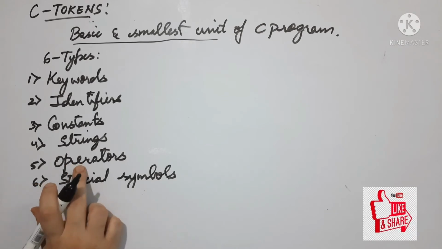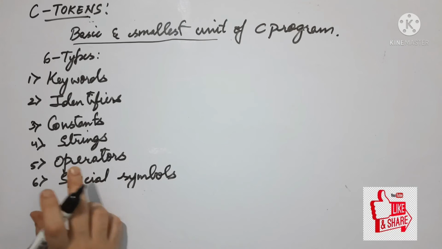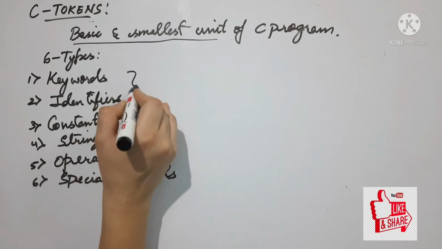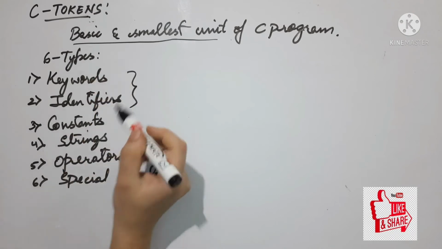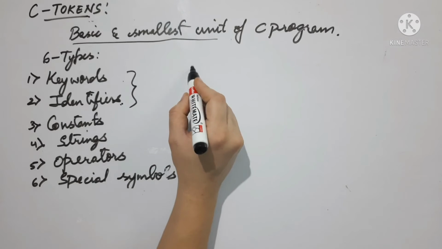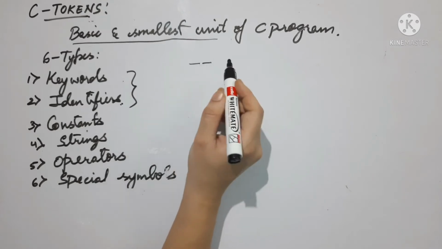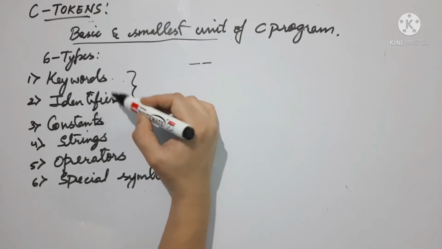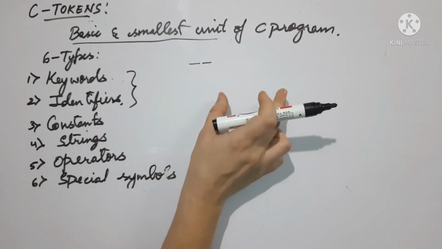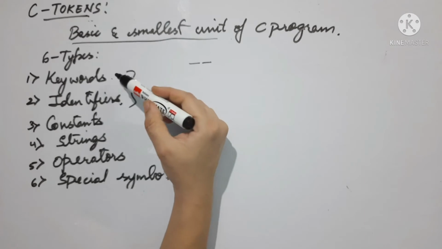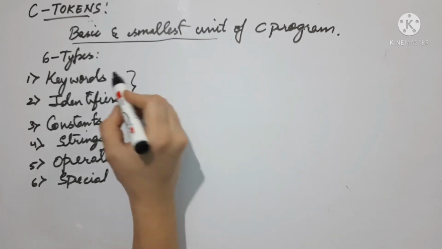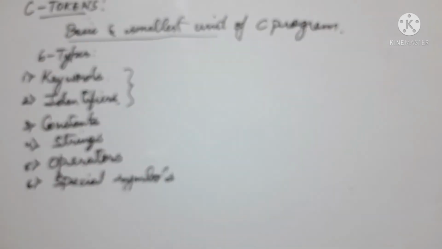Operators we will be discussing in detail in upcoming classes. Strings and constants we will also discuss later. Here we will be covering these two C tokens, that is keywords and identifiers. The main thing is, whenever you are writing a C program, every word comes under either keyword or identifier. Any word you use in a C program will be classified as either a keyword or an identifier.